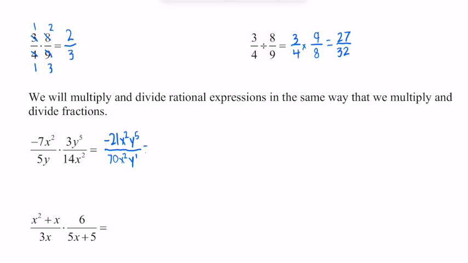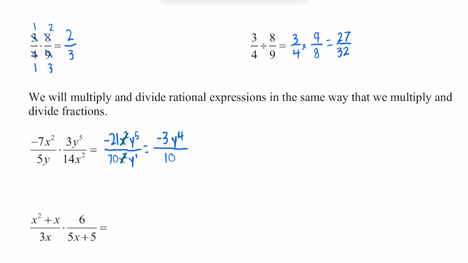Now, when we're reducing this to lowest terms, negative 21 and 70 are both divisible by 7. Negative 21 divided by 7 is negative 3. 70 divided by 7 is 10. x squared and x squared, being the exact same power of x, cancel each other out when we divide. y to the 5th divided by y to the 1st, we subtract the smaller exponent from the larger exponent, and we would have y to the 4th remaining in our numerator. So negative 3y to the 4th over 10 is our solution.